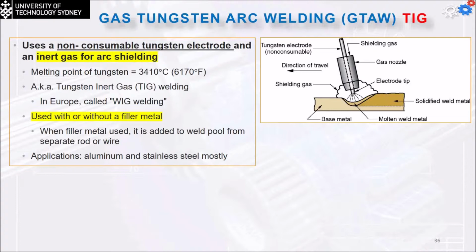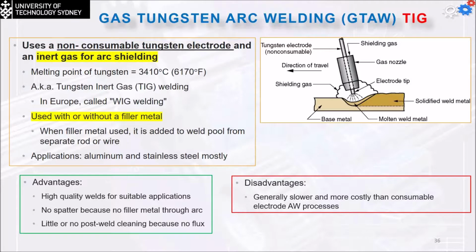The disadvantage is that it is generally going to be slower and more costly than the consumable electrode arc welding processes. Now, this is a process called plasma arc welding.